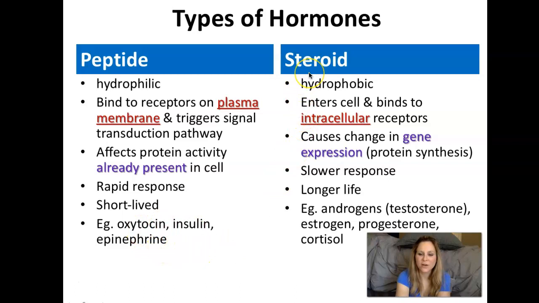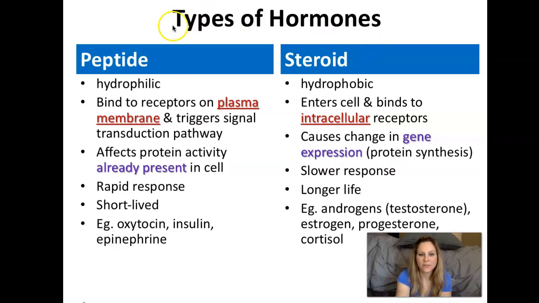Steroid hormones, remember steroids are like those four fused rings, and they are hydrocarbons. And if they're hydrocarbons, that means that they're non-polar. And if they're non-polar, that means that they're hydrophobic. And if they're hydrophobic, they can cross the cell membrane easily and bind to intracellular receptors. These are going to cause a change in gene expression. They have a slower response. They're longer lived. They can be stored in the fat because they're hydrophobic. And our examples for steroid hormones are the sex hormones, testosterone, estrogen and progesterone, and then the stress hormone, cortisol.